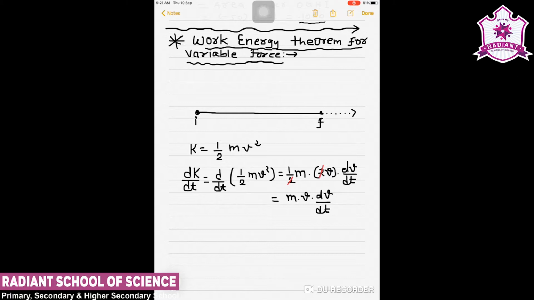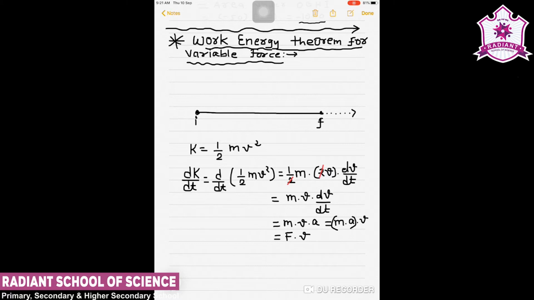Now one more thing, dv upon dt is acceleration, so we can say m into v into a, that we can write as m into a into v. Now ma can be represented as F, so we can put it as F into v. So the rate of change of kinetic energy is F into v.